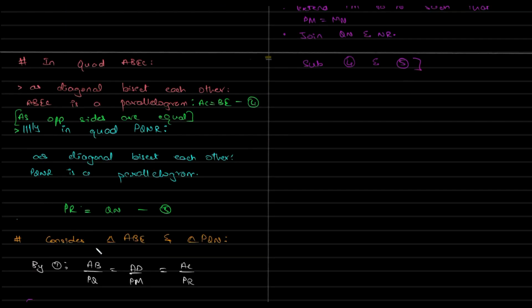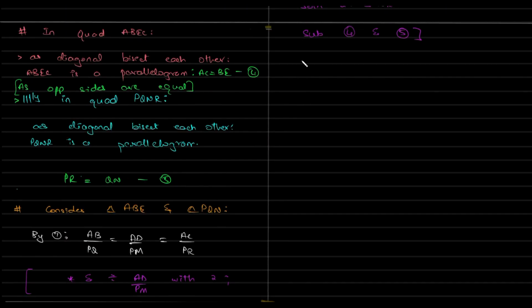So we're almost there, just a matter of a few more steps. By making a bit of manipulation to this, we have AD times 2 divided by PM times 2, which is equal to AC is BE and PR is QN. So we have AB by PQ is equal to 2 times AD is AE, and 2 times PM is PN.